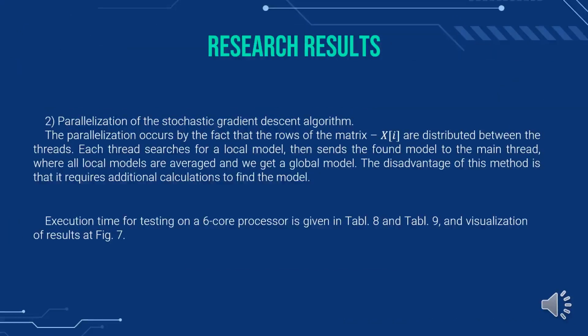Parallelization of the stochastic gradient descent algorithm. The parallelization occurs by the rows of the matrix X_i being distributed between the threads. Each thread searches for a local model, then sends the found model to the main thread, where all local models are averaged, and we get a global model. The disadvantage of this method is that it requires additional calculations to find the model. Execution time for testing on a 6-core processor is given in Table 8 and Table 9, and visualization of results in Figure 7.